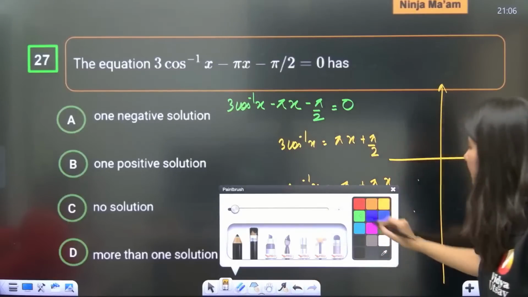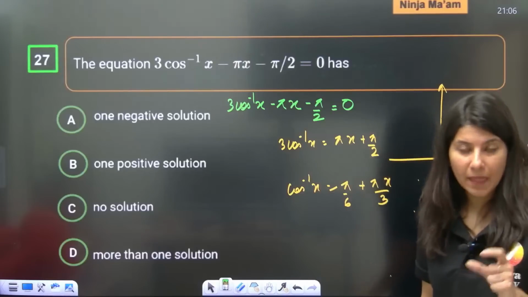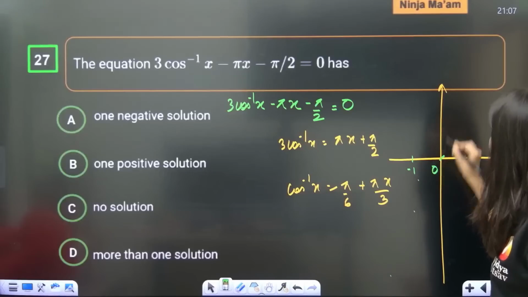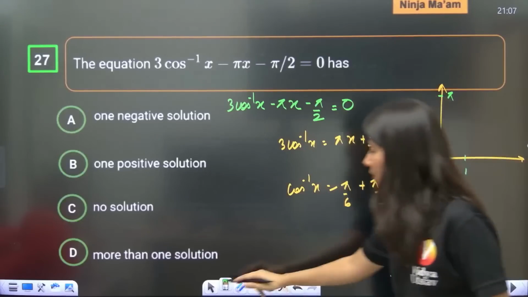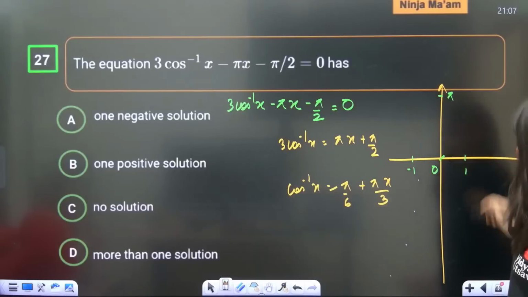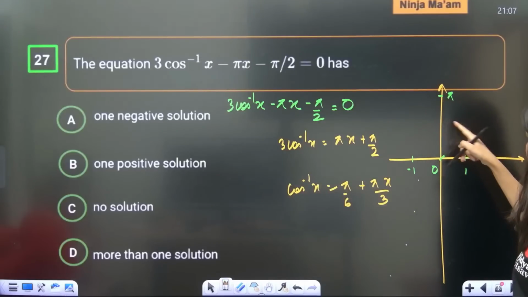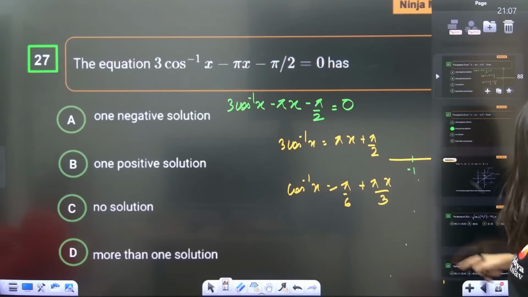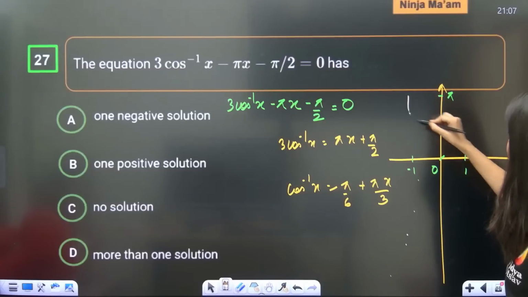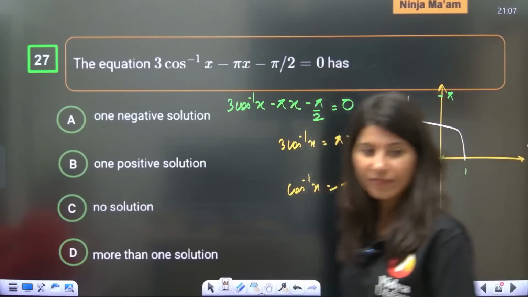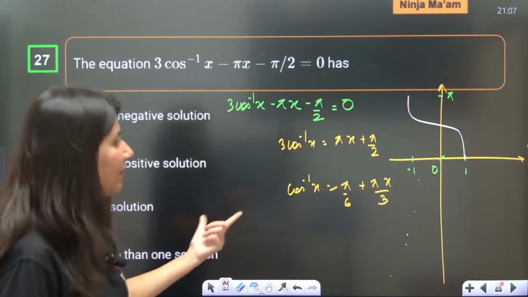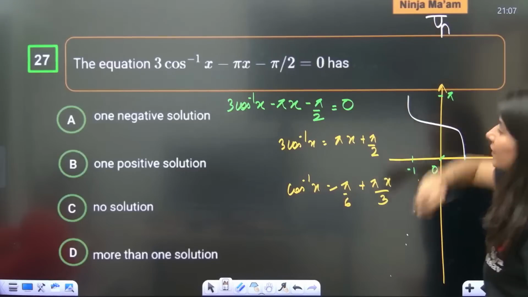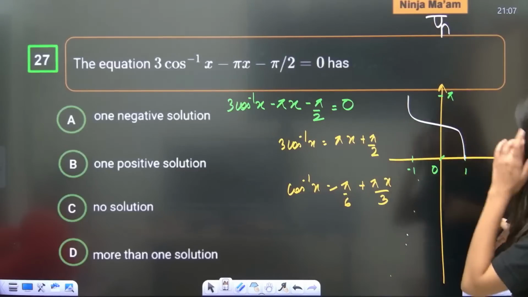Cos inverse x: x will be from -1 to 1, but y will be from 0 to pi. The graph of cos inverse x in 0 to pi will look somewhat like this. See, this is how the graph looks, like the Hindi letter f. This is the graph, okay?